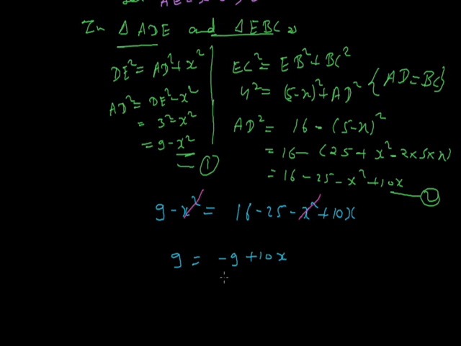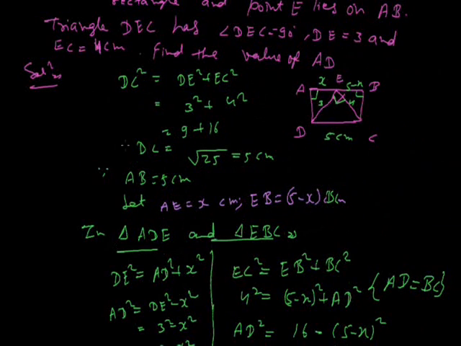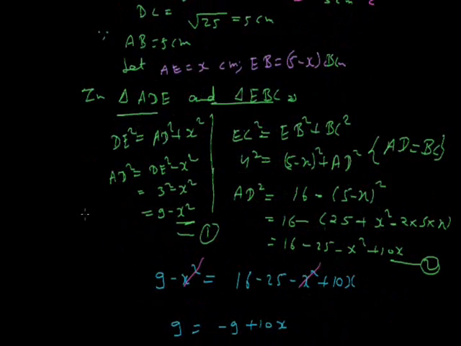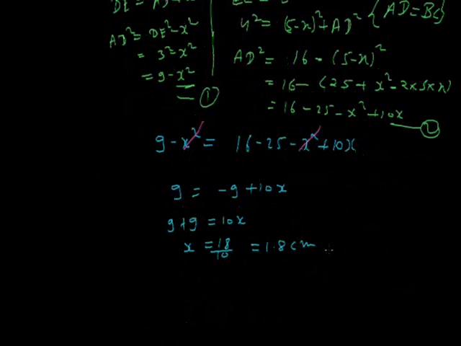So 9 and minus 9 will become positive. So 9 plus 9 is equals to 10x. We can get the value of x, which is 9 plus 9, 18 by 10, is equals to 1.8 centimeter. Now we have the value of x, we just need to find the value of AD. So we can get the value of AD by equation number 1.